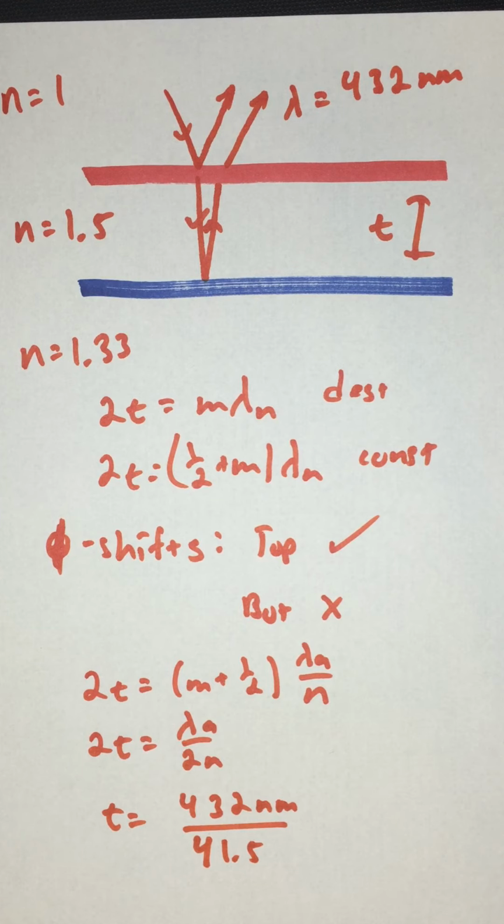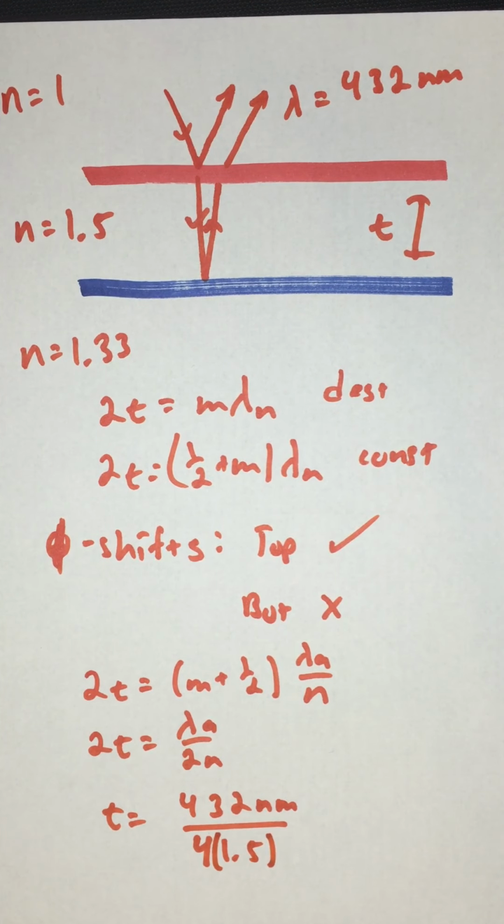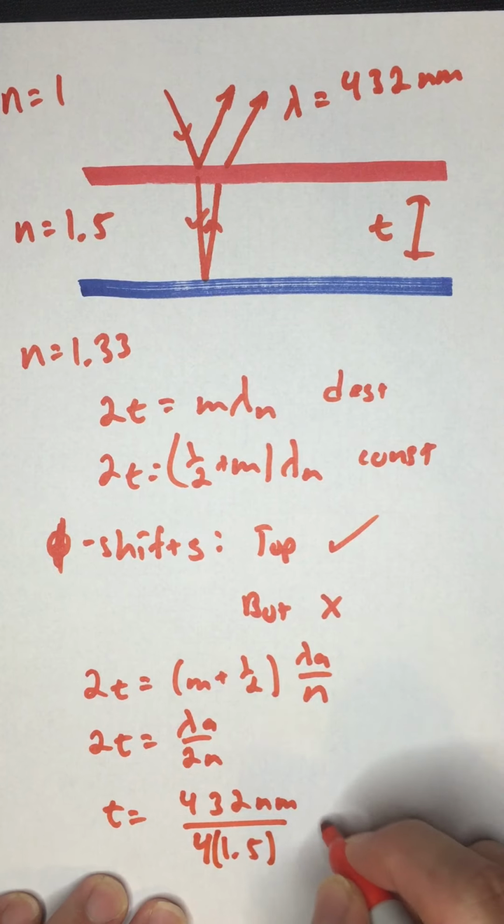That really should, sorry, that looks like 41.5. It should be 4 times 1.5. That's not going to work out. What I'm going to get here is 72.